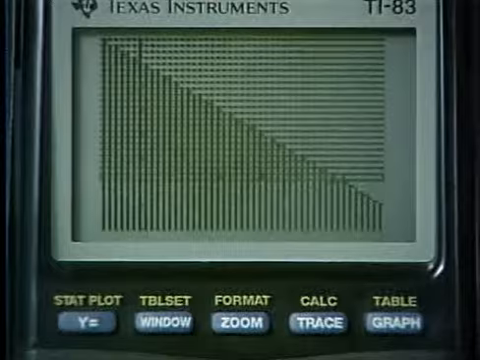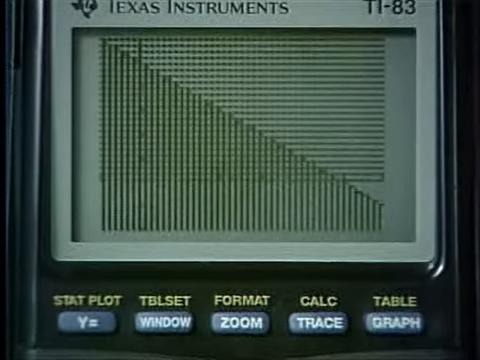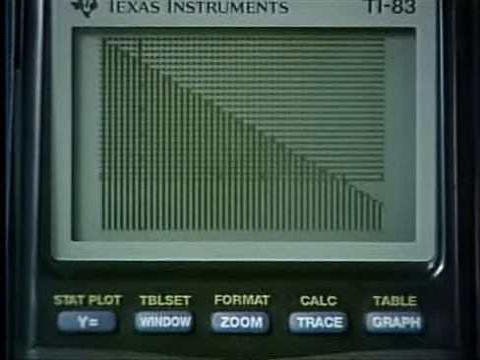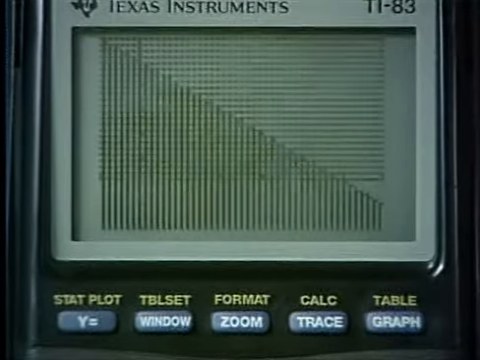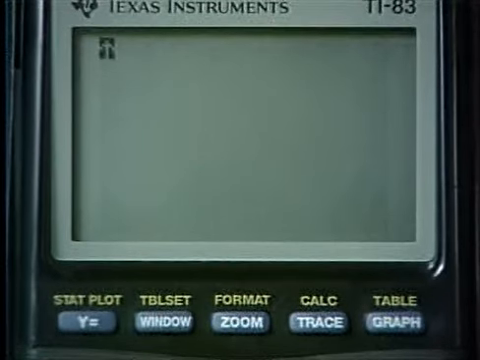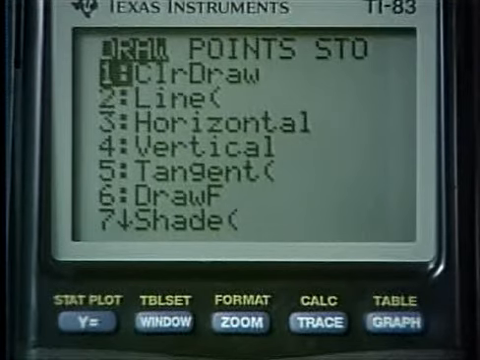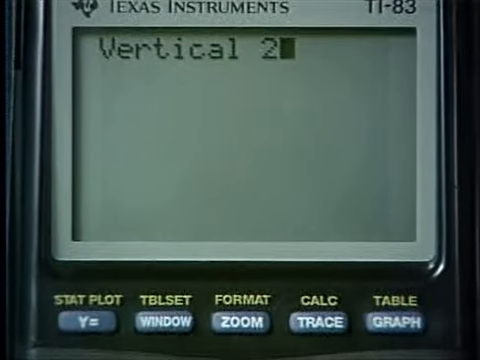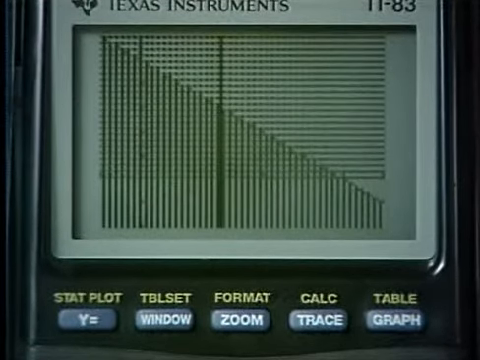Now there's just one other element involved in the situation, and that is that we want the region where x is greater than or equal to 2. Now we can't actually achieve that here very easily. However, we can draw a vertical line, and we can do that by pressing second quit. And I'm going to enter the draw menu by pressing second and then draw. It's the second function on the program key. Now I'd like to draw a vertical line. That's item number 4. And I want a vertical line at x equals 2. And now I'll press enter. Now notice here's the vertical line x equals 2.